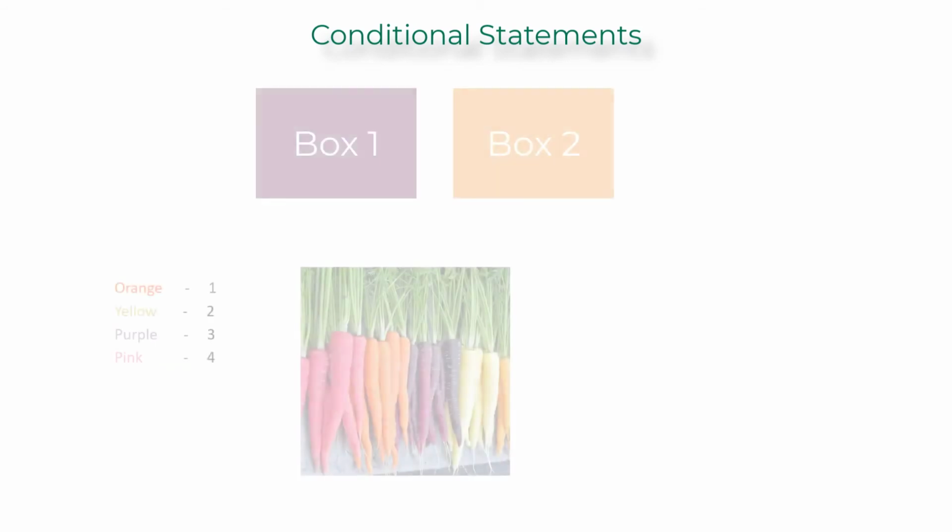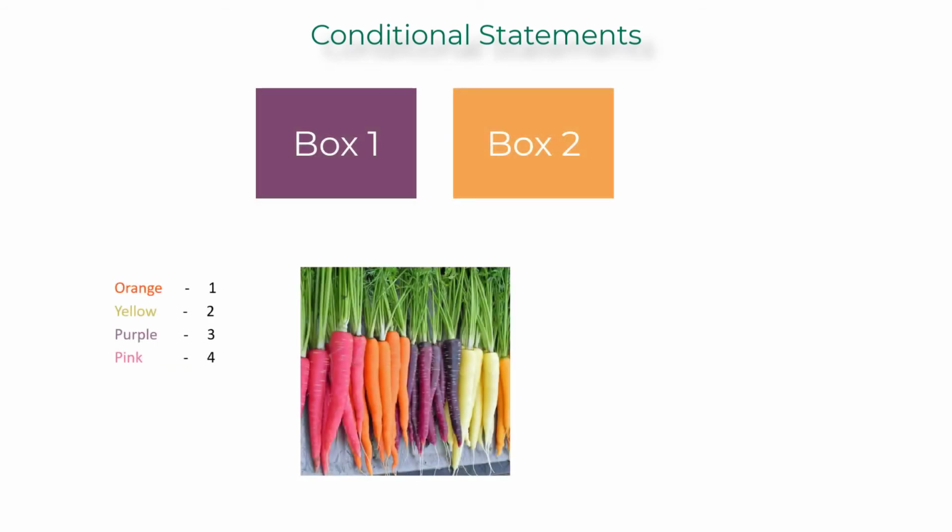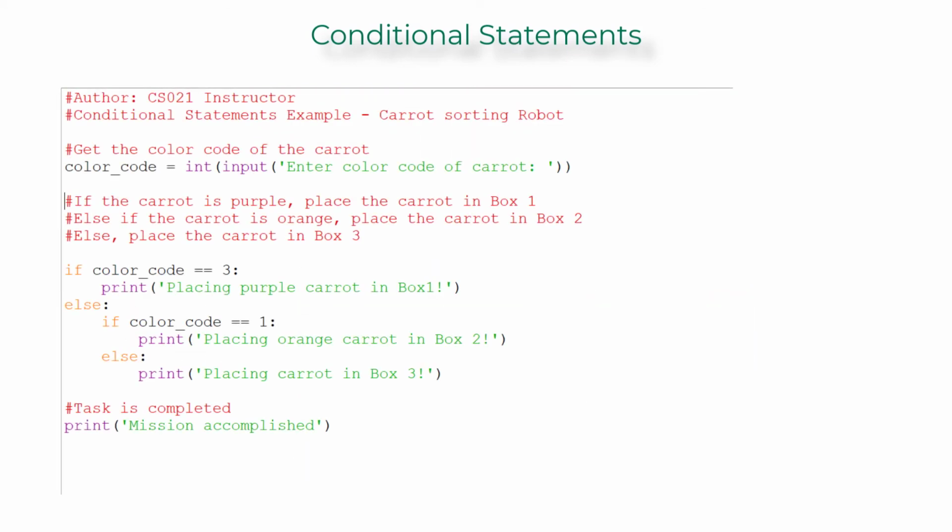Task 3. If the carrot is purple, the robot places it in box 1. Else, if the carrot is orange, it puts it in box 2, else it puts it in box 3. And here is how you would write it. I took the code from the previous example and added this block of code under else. A common mistake made by programmers learning Python is to forget about the indentation. This if statement should be in the scope of this else statement. Writing it without indentation will result in a syntax error.